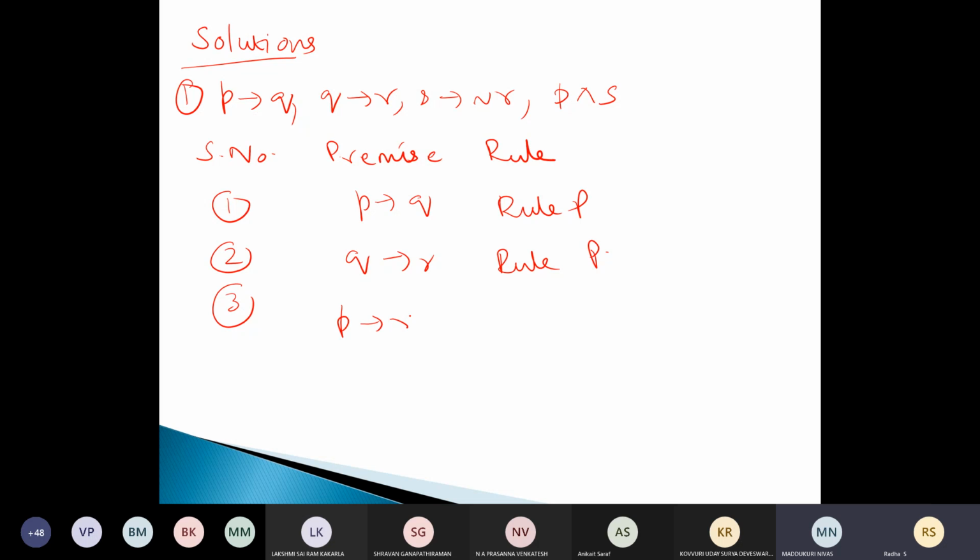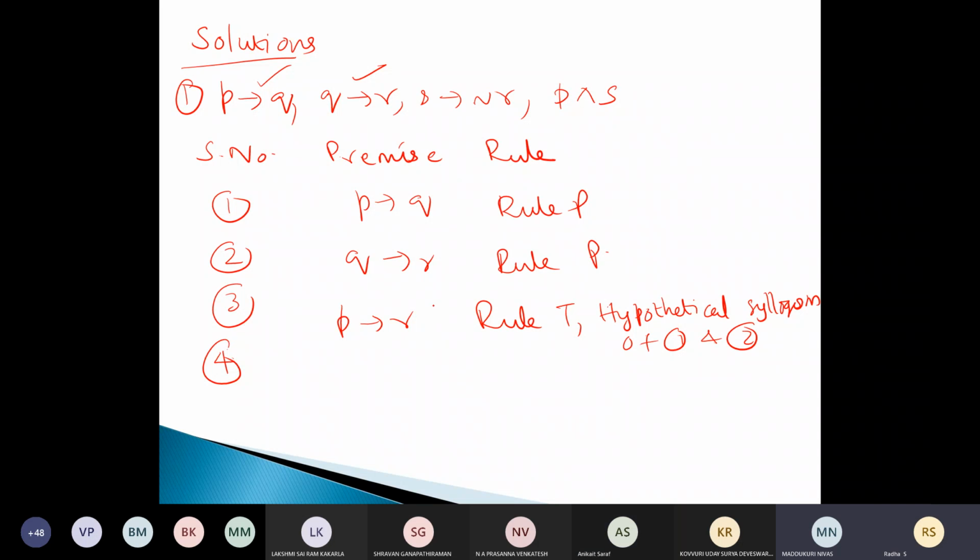What is this called? You are deriving something from this, so you can call it rule T. What is the rule? Hypothetical syllogism. Okay, hypothetical syllogism, of 1 and 2. Okay, correct. Then we have used these two, so we are left with 2 more.